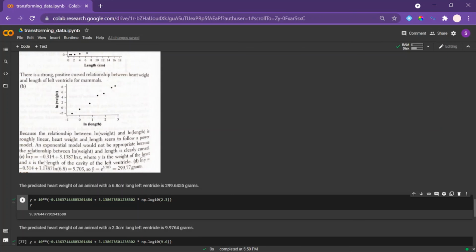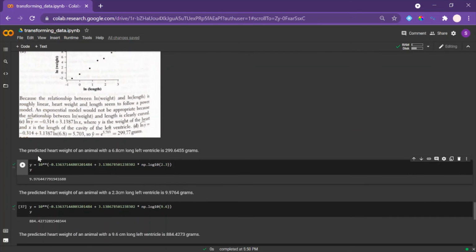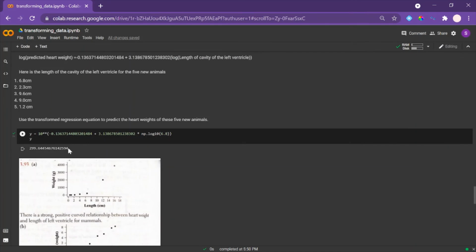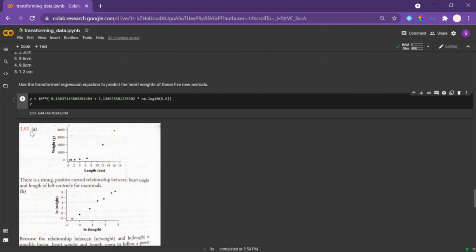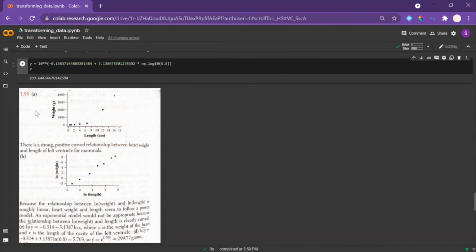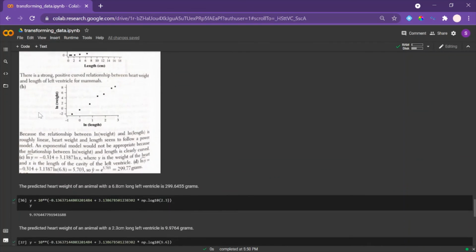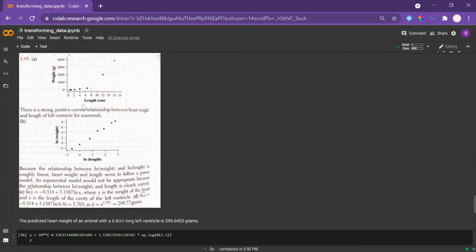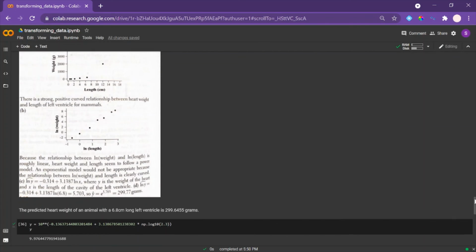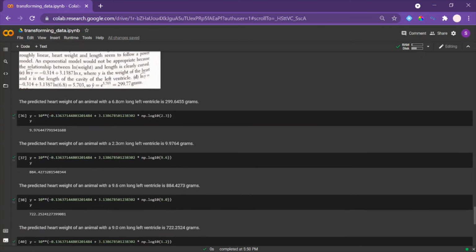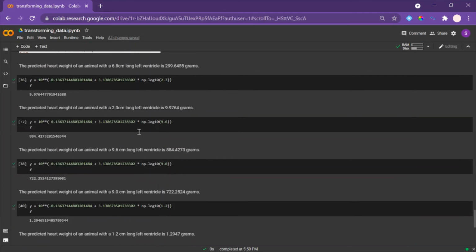And so for part C, they asked us to predict the weight of an animal who has a 6.8 centimeter long left ventricle, and that answer ended up being 299.77 grams. So right here, 299.64 grams, it's pretty close, but we got the whole number. So that's for credibility, just in case you're wondering, did she really do this correctly? Well, yeah. So this should be a good prediction.